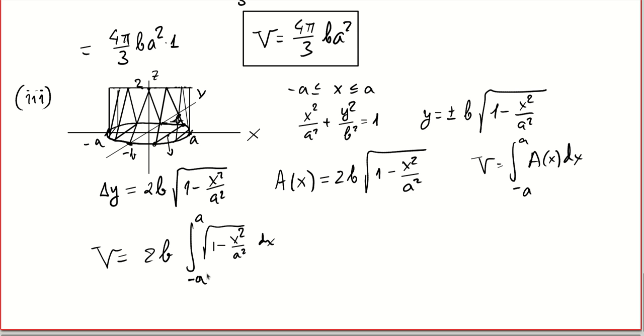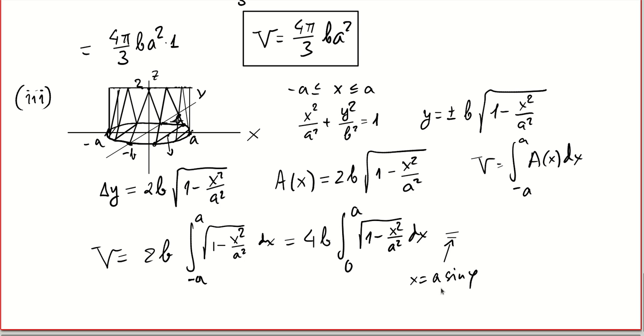This is an even function and the interval is symmetric, so we have twice half the integral. Multiply by 2 and reduce the interval to only half of it. To calculate this, we can make a change of variable. We take x equal to a times the sine of phi, and dx is a cosine of phi d phi. We have this constant a, so we have 4ab here.